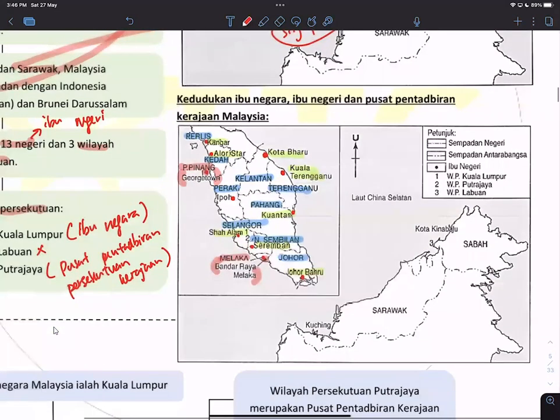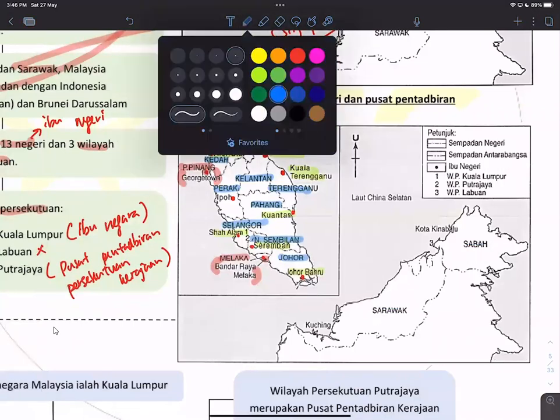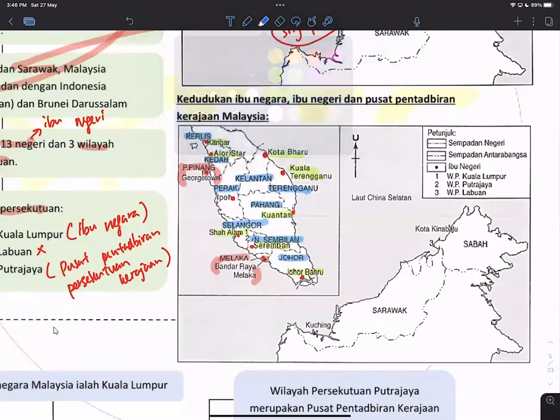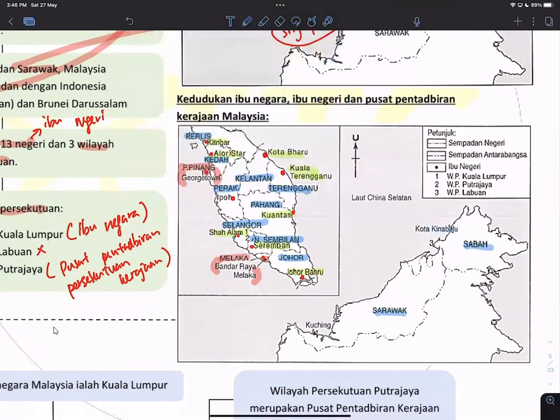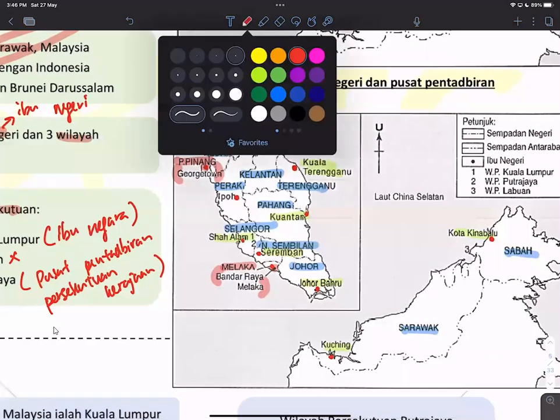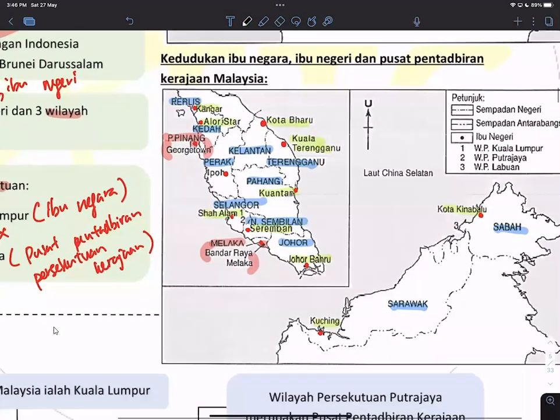So for Sabah, Sarawak. Sabah is Kota Kinabalu. So Kuching is for Sarawak. So this is the capital, Negeri. Kota Kinabalu is here. This is Kuching. So do not memorize only for the Negeri and Ibu Negeri. You guys also have to memorize for the Wilayah Persekutuan.